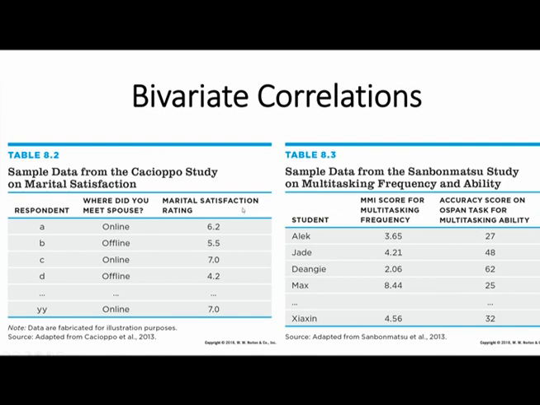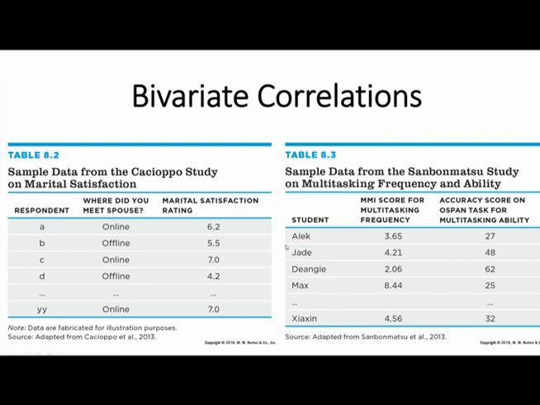And then if we wanted to look at some other examples, we have this one looking at marital satisfaction. Respondent A, where did you meet your spouse, on or offline? And ratings of marital satisfaction. So we have two different variables here that were measured. In this case, instead of a continuous scale, we're having categories, but we'll come back to that with some of our discussions a little bit later on.